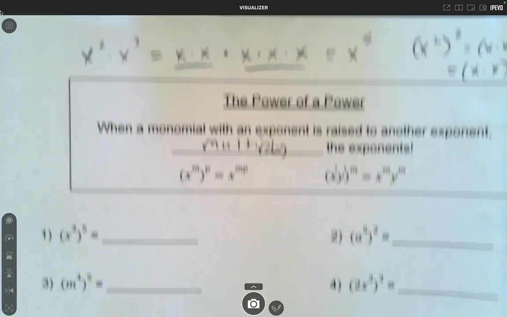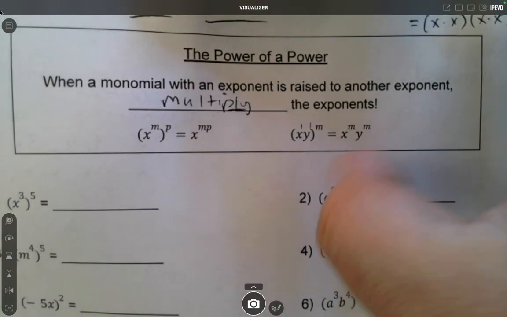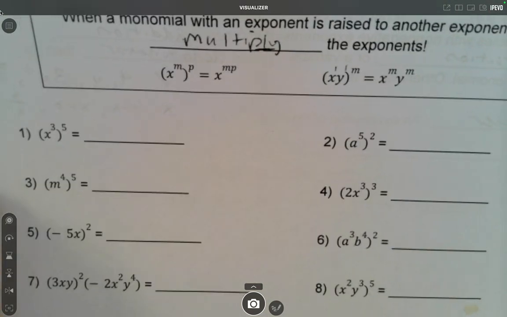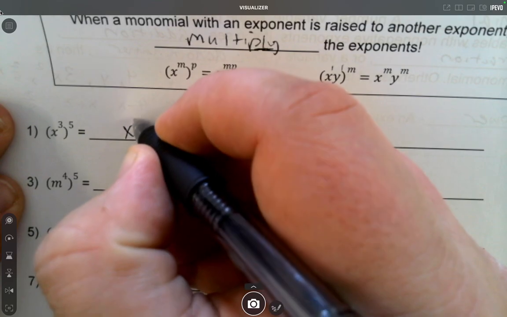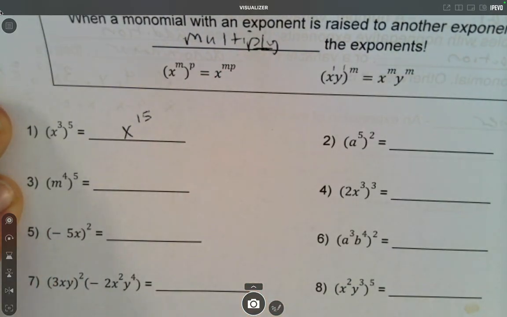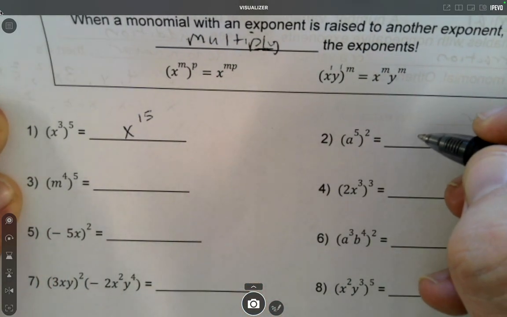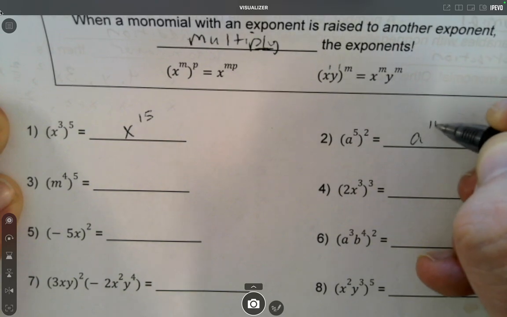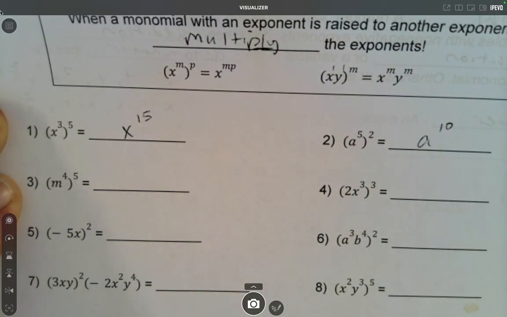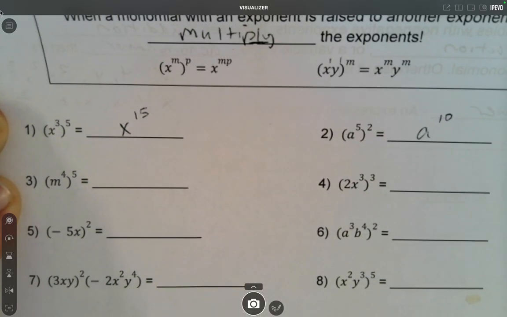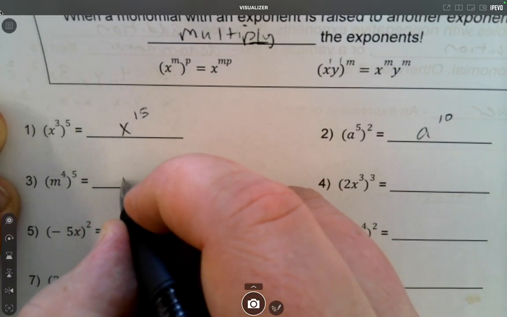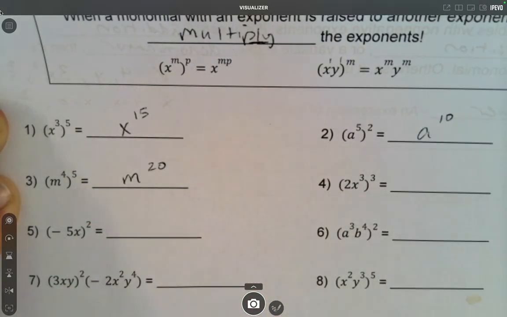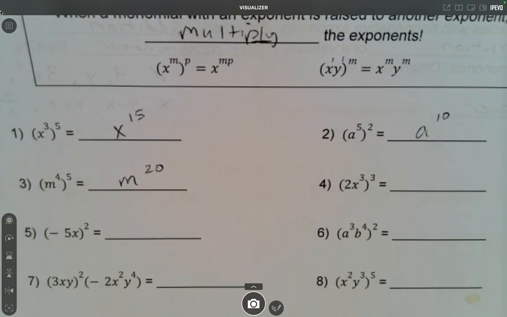So let's practice these. Number 1, we have x cubed being raised to the 5th. So we multiply 3 times 5 and get 15. A to the 5th squared, we do 5 times 2 and get 10. 3, m to the 4th raised to the 5th. 4 times 5 is 20. Okay, now number 4.